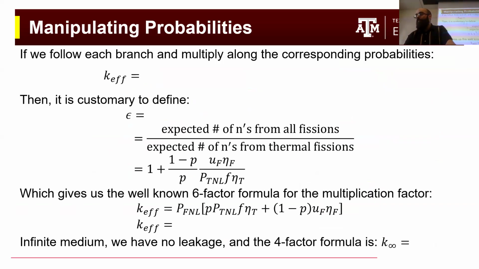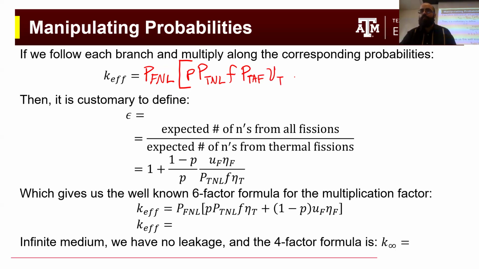If you add up the thermal branch, both of them have a P_FNL and P_TNL. And then on the thermal branch, we had a resonance escape probability P, we had the thermal utilization f, we had P_TAF, and we had nu T. So those were all of the terms that we had on our thermal branch.